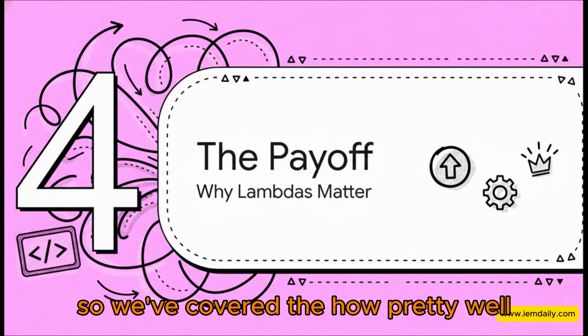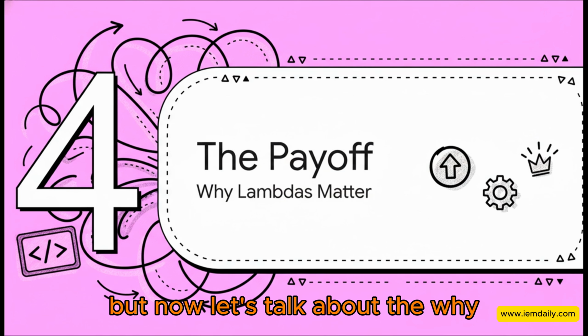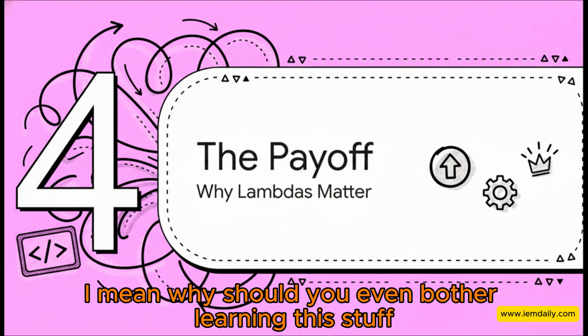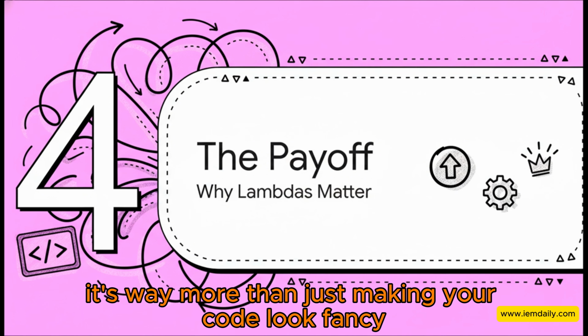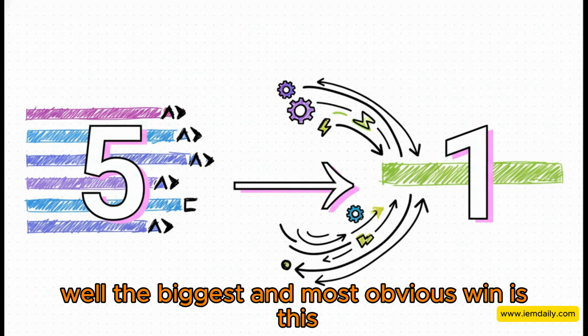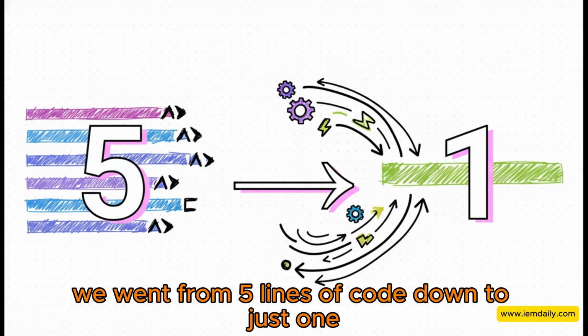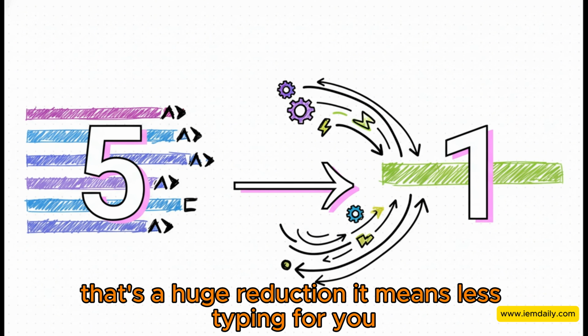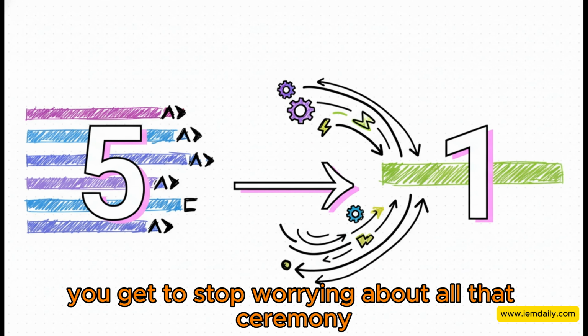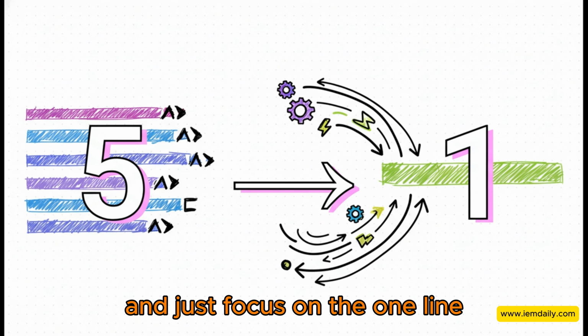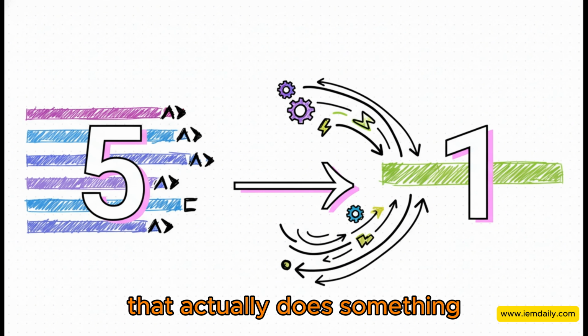So we've covered the how pretty well, but now let's talk about the why. I mean, why should you even bother learning this stuff? What's the real payoff here? Because trust me, it's way more than just making your code look fancy. Well, the biggest and most obvious win is this. We went from 5 lines of code down to just 1. That's a huge reduction. It means less typing for you, less code for someone else to read, and way less to maintain down the road. You get to stop worrying about all that ceremony and just focus on the one line that actually does something.